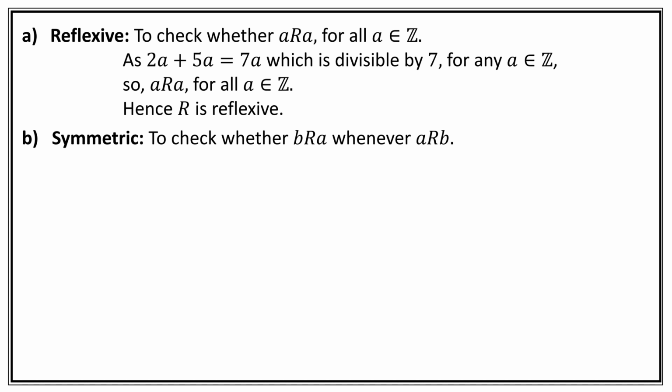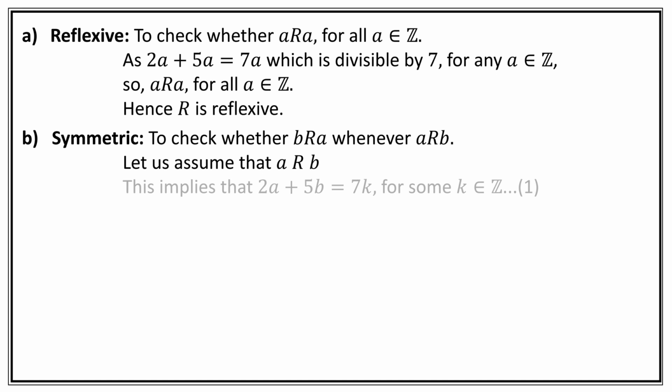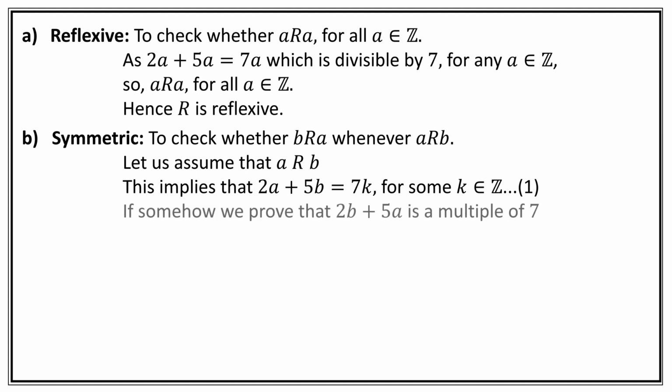That is, we need to check whether b is related to a whenever a is related to b. So first, we will assume that a is related to b, and our aim would be to show that b is also related to a. Now, as a is related to b, 2a plus 5b will be some 7k for some k in Z. Now, if somehow we prove that 2b plus 5a is a multiple of 7, then we are done. It will prove that b is related to a.